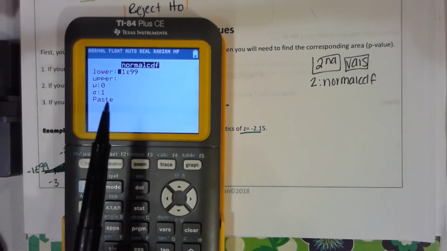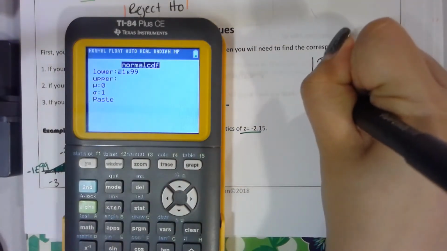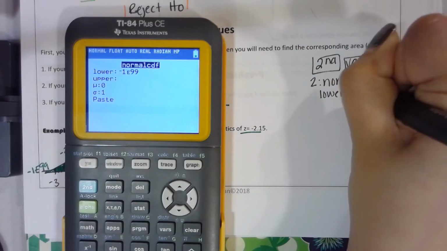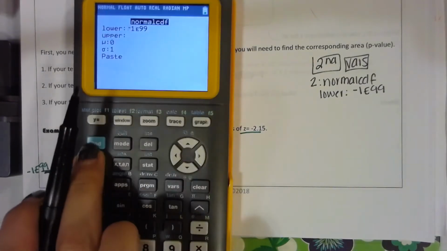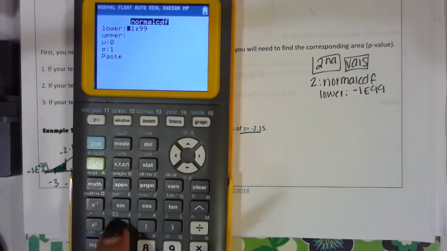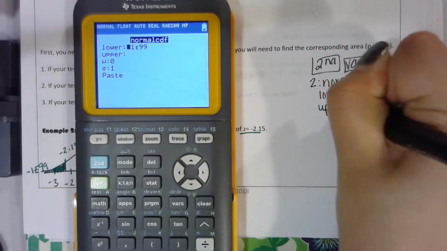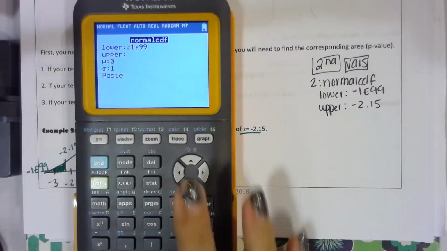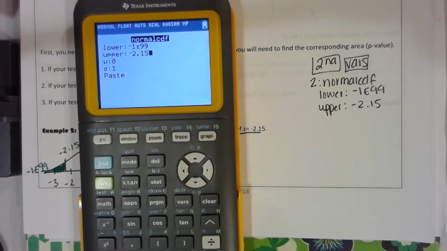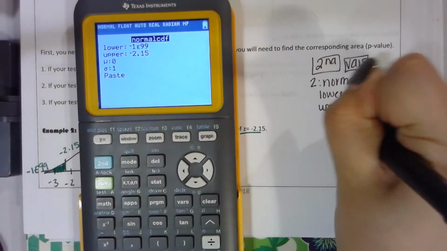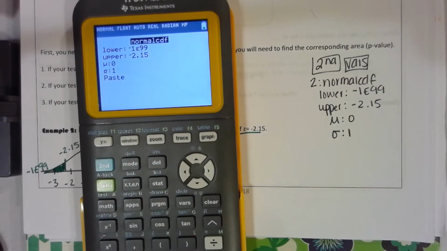Now, some of y'all's calculators might not go into this table. When you hit normal CDF, it might just open parentheses. So if it does that, I'm going to write it down here. If it opens parentheses, then you just have to type in your lower bound, your upper bound, make sure it's 0, 1, and close your parentheses. You can find the commas by hitting the comma button. In this case, you would put in -1e99, comma, -2.15 for your upper bound, comma, 0, comma, 1. Close and hit enter.